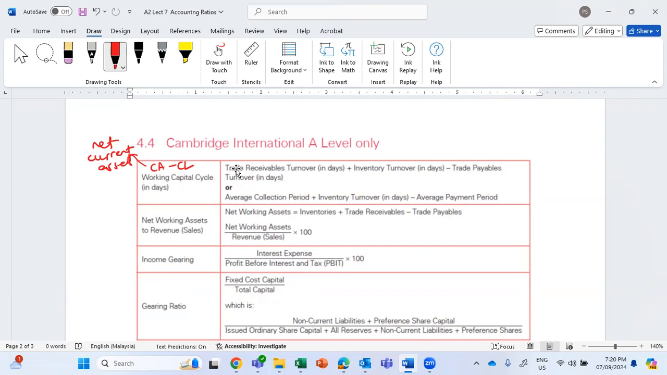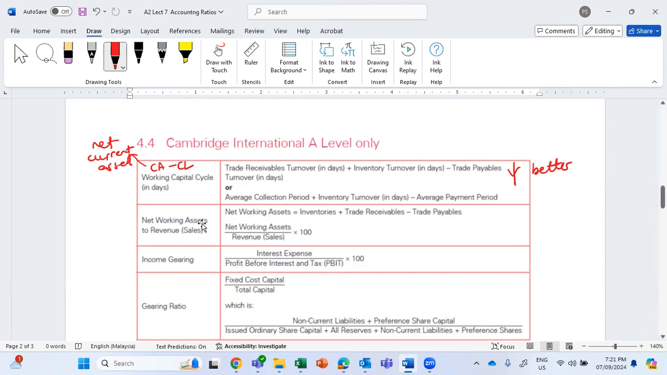Okay. So for this working capital cycle, the lower the number of days, the better. For example, if our company's working capital cycle is 10 days and the industry average is 12 days, then we are better off than the industry.